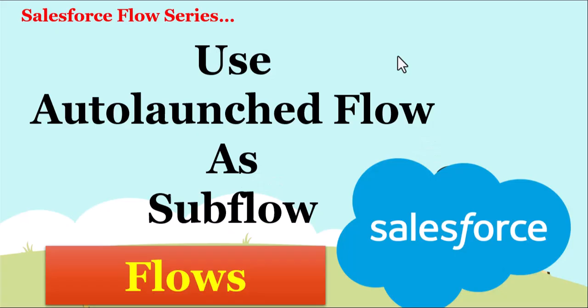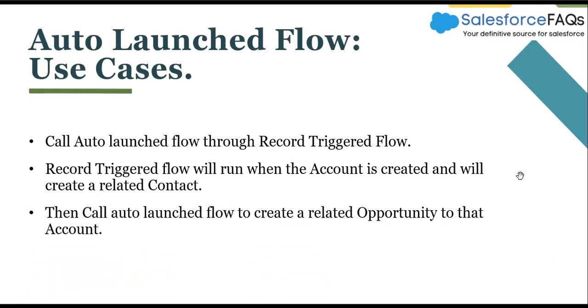Now let's jump to the topic. First, let's understand the use case. Here we need to call an Autolaunched Flow through the record trigger flow. What is the purpose of the record trigger flow? The record trigger flow will run when an account is created and will create the related contacts. After creating the related contacts, from the record trigger flow we need to call the Autolaunched Flow, where we will create the related opportunity of that particular account. That means in the record trigger flow, we will create the related contact when the account is created, and then by calling the Autolaunched Flow, we will create the related opportunity of that account.